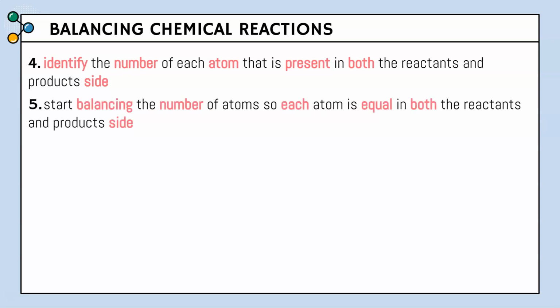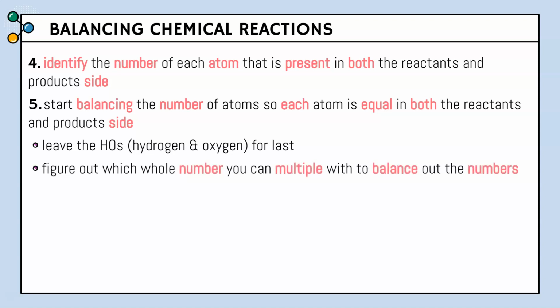And 5, we're going to start balancing the number of atoms. So each atom is equal in both the reactants and product side, meaning if we have 1 magnesium in our reactants but 4 in our products, we need to get those equal in some way. And when we do balance these atoms, we're going to leave hydrogen and oxygen for last. Those should be the last 2 elements to be balanced.